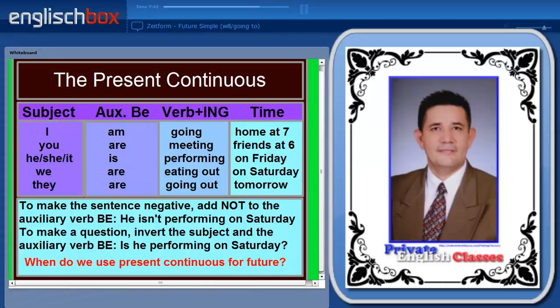If you want to make this negative, again, make the auxiliary verb to be negative, and if you want to make a question, invert the auxiliary verb to be and the subject. So, are you meeting friends at 6? Is he performing on Friday? Are we eating out on Saturday? And are they going out tomorrow? So we've looked at the structure.